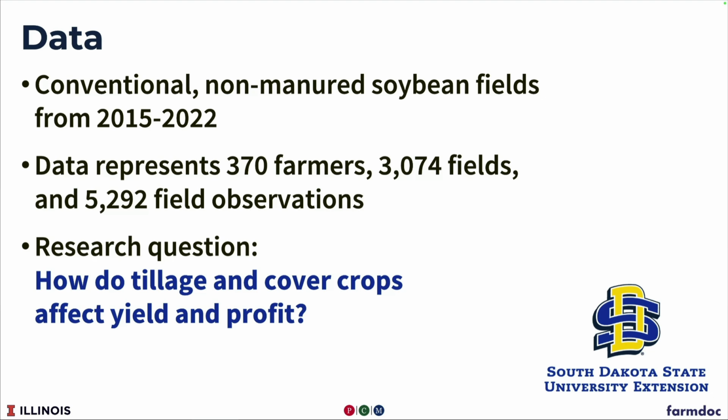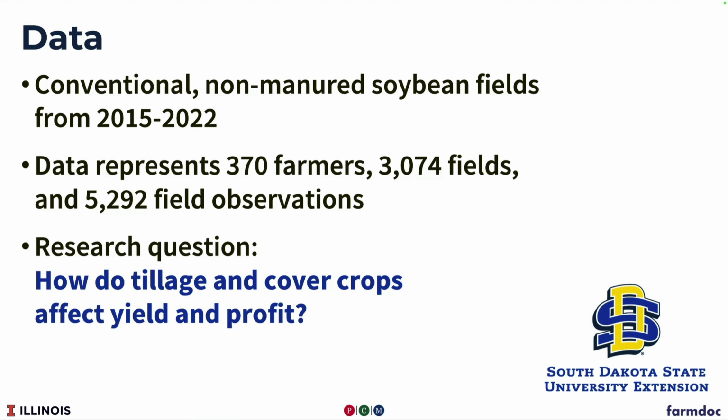So what this shows is we're observing those fields over the period of years, so we're observing a lot of the same fields over and over again. It's eight years, but a lot of times, since we're just looking at the soybeans, a lot of our fields are on a corn-soybean rotation, so we're just observing that field every other year. So mostly technically 4 years of observation, but sometimes in the data we get 5. And what we wanted to answer is, how do tillage and cover crops affect yield and profit?